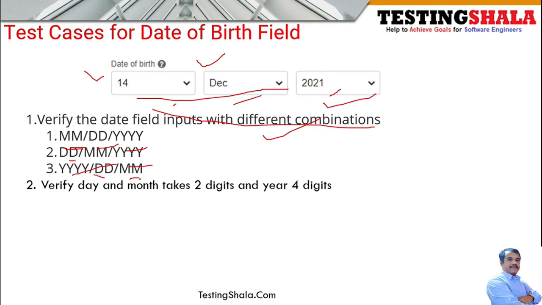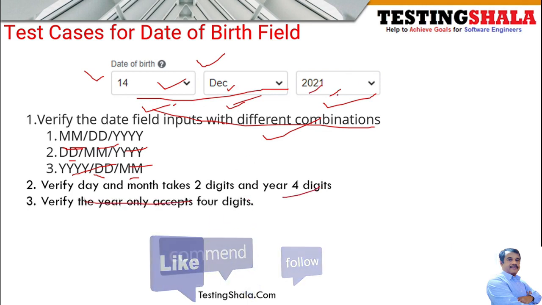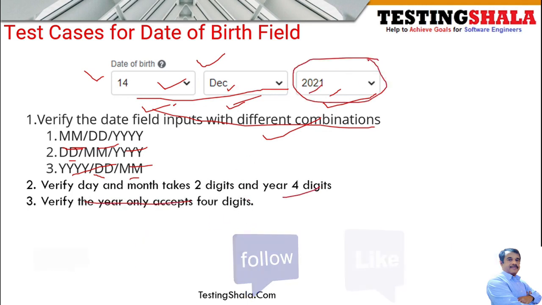You should verify that the day can take 2 digits, because 1 to 31 is the maximum for days. If the month is displayed as digits, then only 1 to 12 can be taken here, and the year can have a 4-digit number. That is what you should validate. For the year field, only digits should work there. You should not have any characters.